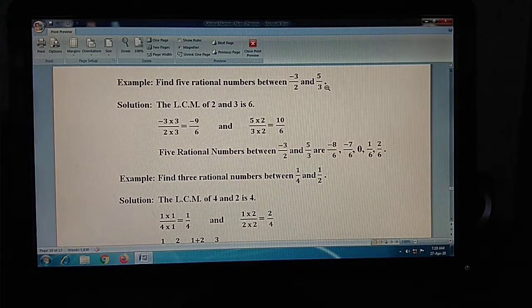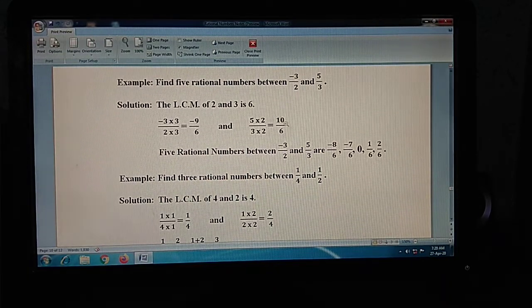So in that case, what you have to do is, you have to take out the LCM of the denominators. Here in this case 2 and 3, it will be 6. So we have to make the denominators first equal. So here also 6, here also 6. So here minus 9 by 6, here 10 by 6. Now it is very easy to find numbers in between minus 9 by 6 and 10 by 6. There are a lot of numbers in between. So we need only 5 rational numbers, not many, only 5. So you can write any 5. So I have written here minus 8 by 6.